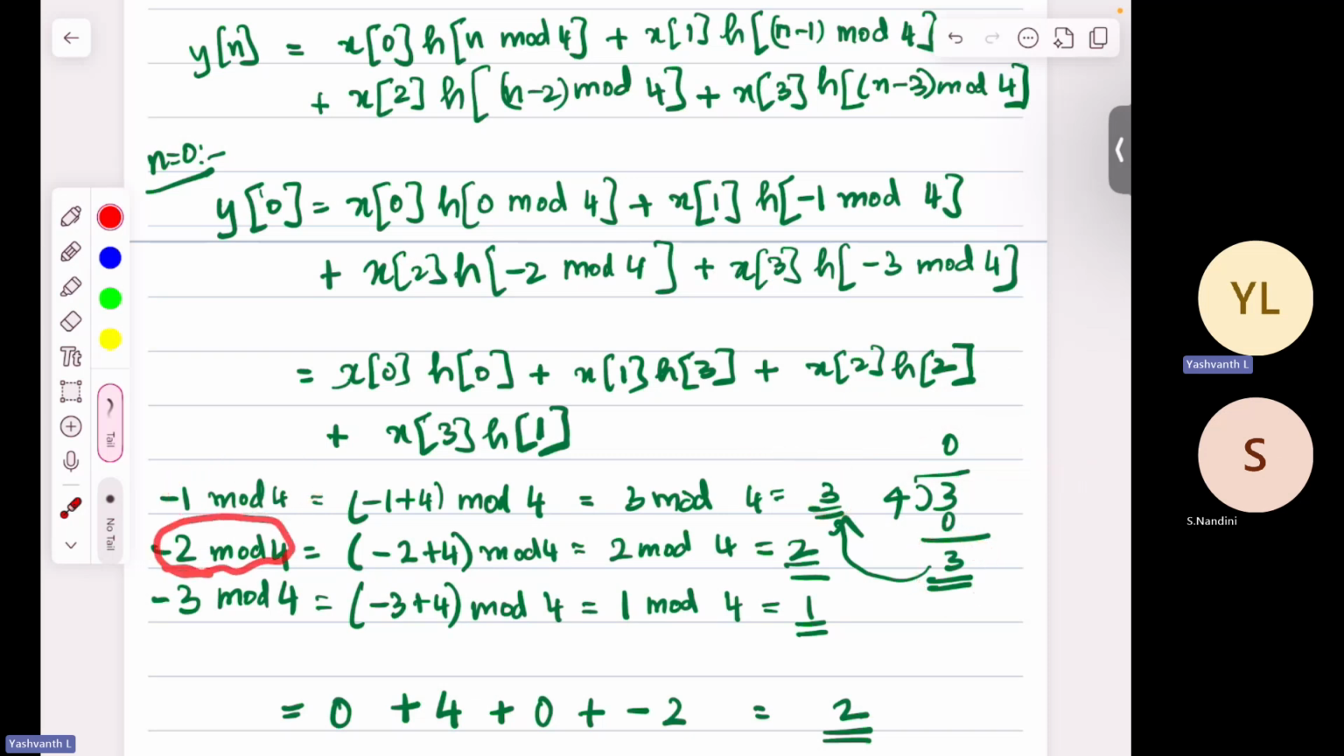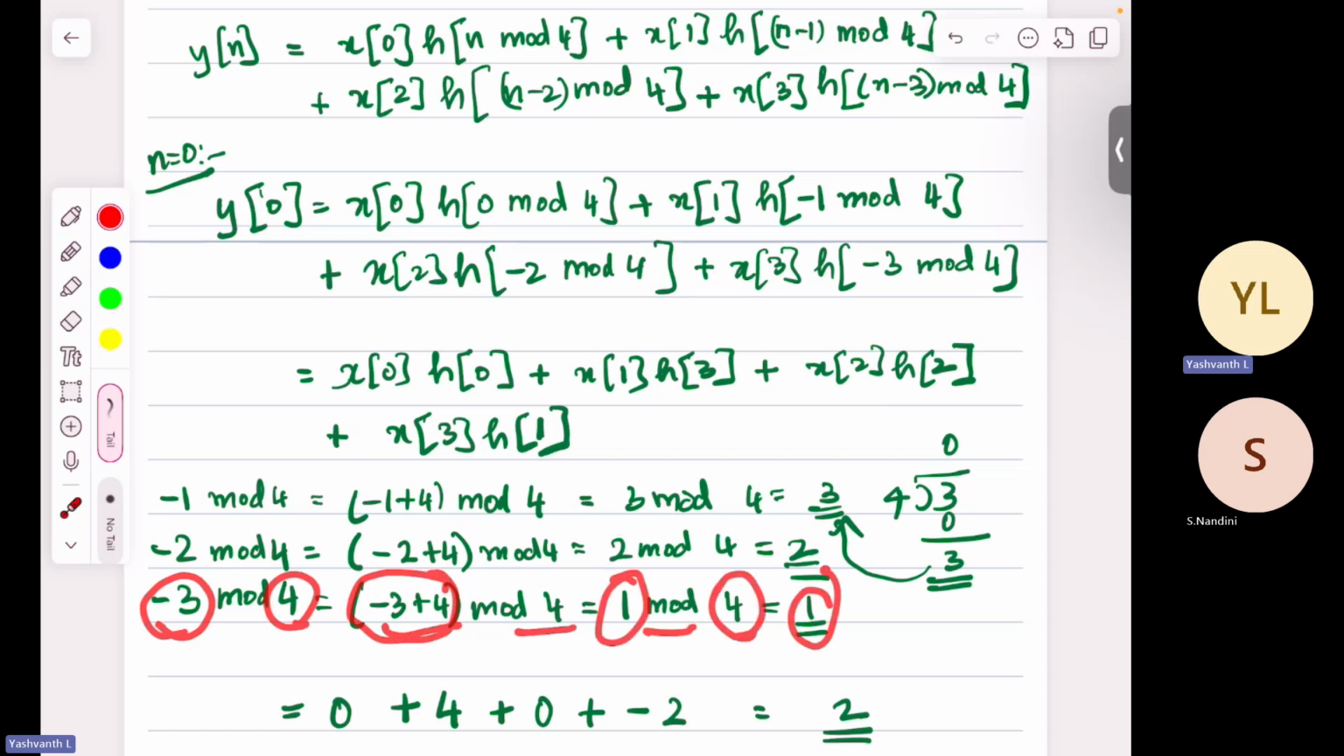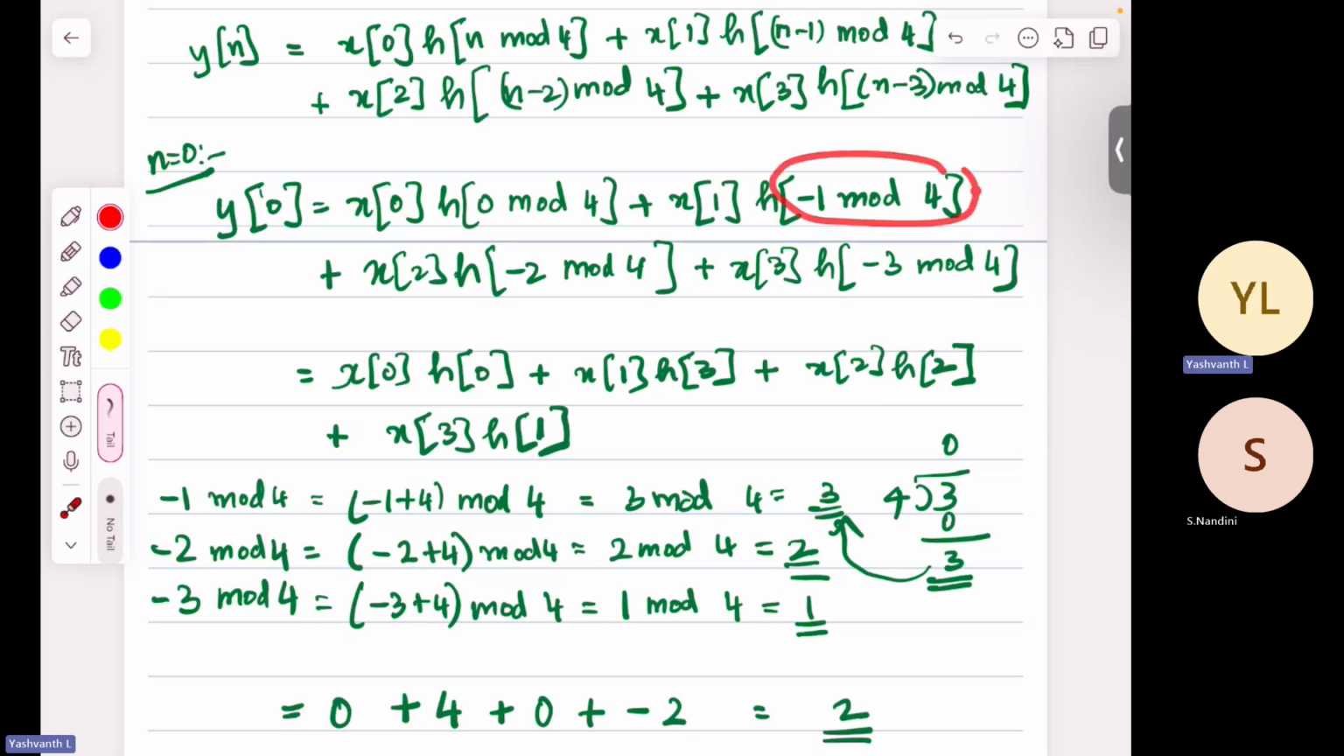Similarly, minus 2 mod 4 is the same as minus 2 plus 4 mod 4, which is the same as 2 mod 4, equal to 2. Similarly, minus 3 mod 4 is nothing but minus 3 plus 4 mod 4. Minus 3 plus 4 is 1, so 1 mod 4 equals 1. Therefore, substitute minus 1 mod 4 with 3, minus 2 mod 4 with 2, and minus 3 mod 4 with 1. Then what you get is x of 0 h of 0 plus x of 1 into h of 3 plus x of 2 into h of 2 plus x of 3 into h of 1.